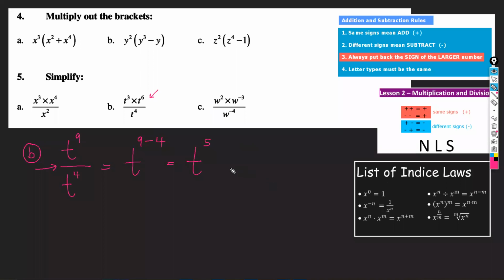And of course, now this is the final answer. I don't think you can modify that anyhow, right? It's part C that I'm worried about here. Those minus powers, minus numbers. So let me clear the screen and work out part C, right?